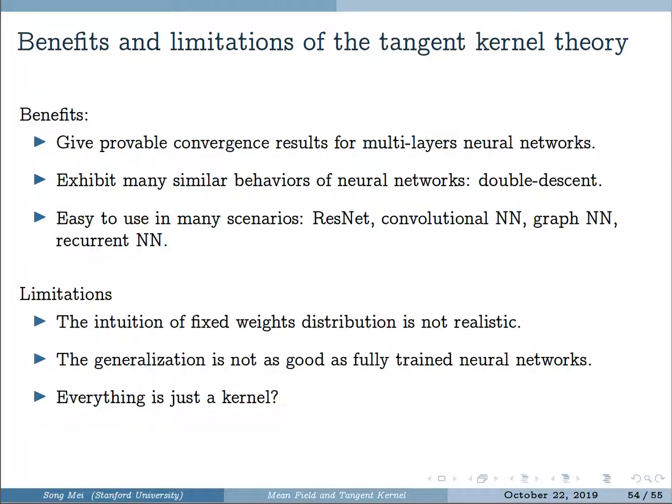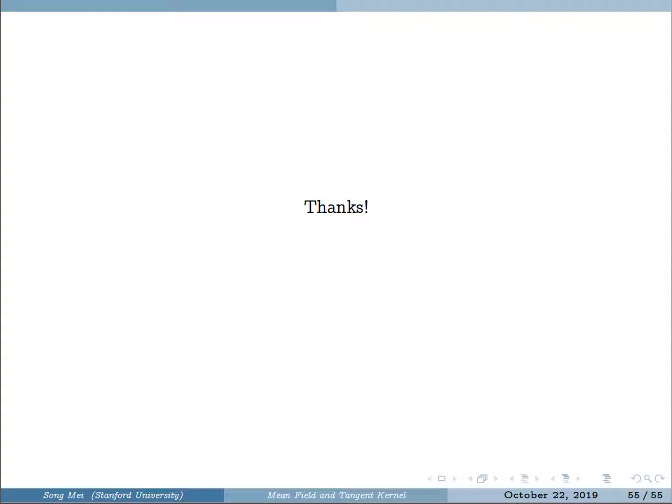And there are definitely limitations of this tangent kernel theory. The intuition behind this tangent kernel theory is that the empirical distribution of the weights is fixed and doesn't change. So this is not the case in practice. And the generalization of this tangent kernel theory is the generalization of the kernel methods, and it's definitely not as good as the generalization of fully trained neural networks. And the final comment is that if you say the success of neural networks is simply because of the success of linear regression, then people will not feel happy. Okay, so these are my summaries for this mean field theory and tangent kernel theory, and thanks to the audience.